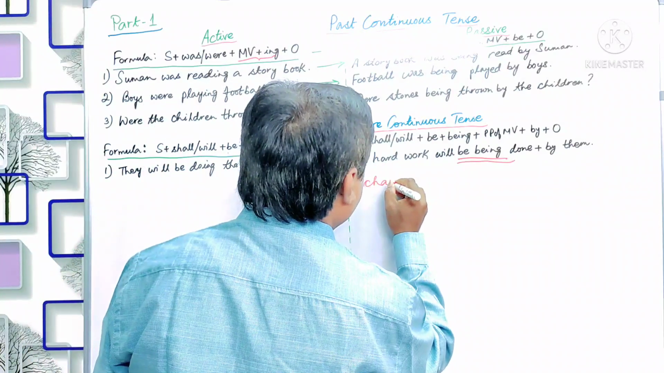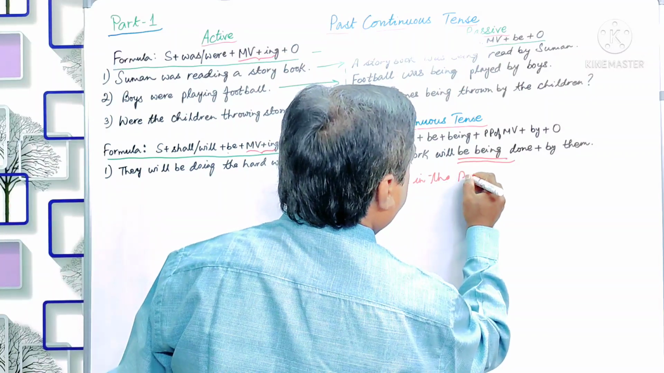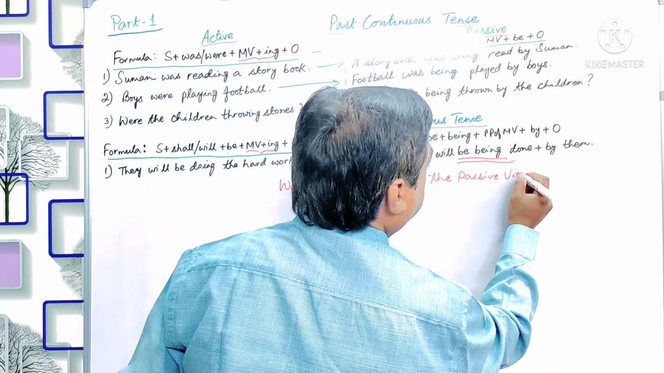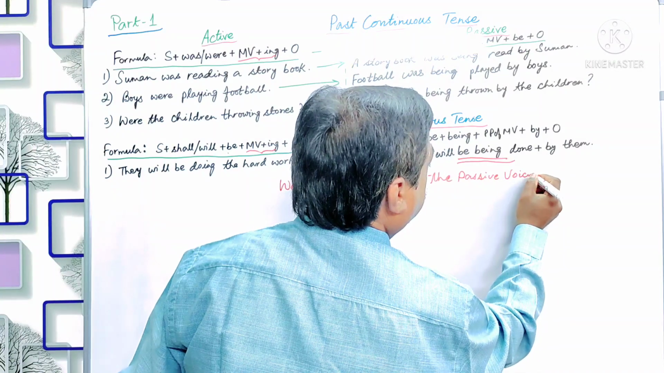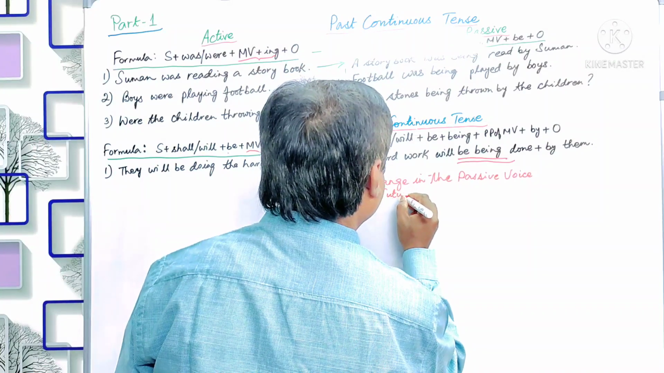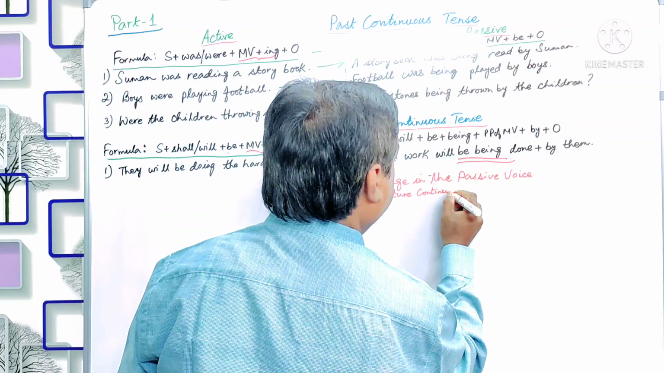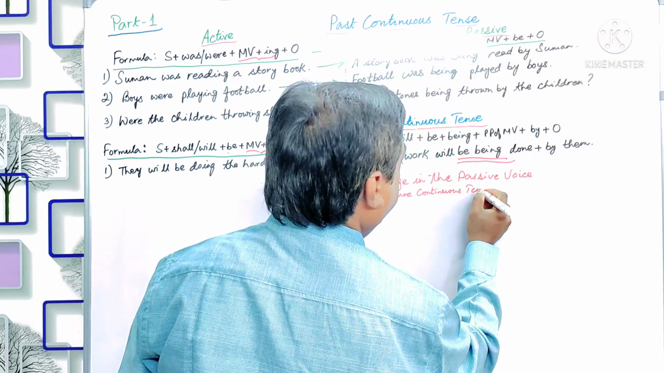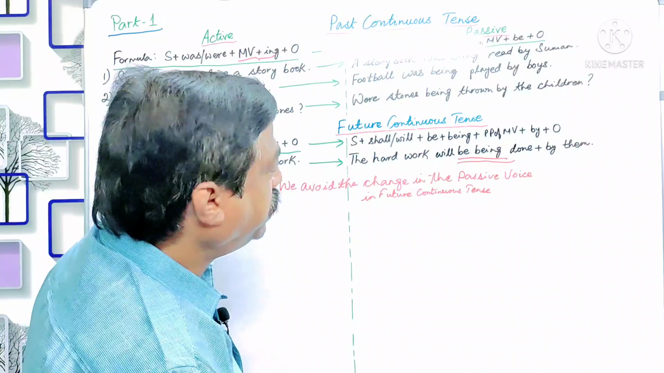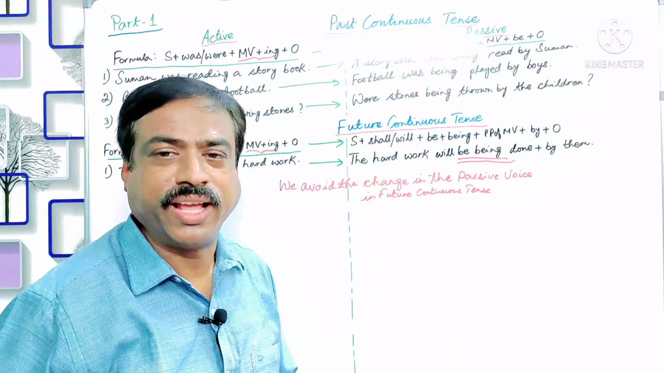So we avoid the change in the passive voice in future continuous tense. So simply we avoid the change in the passive voice. This type of sentences are not actually written.